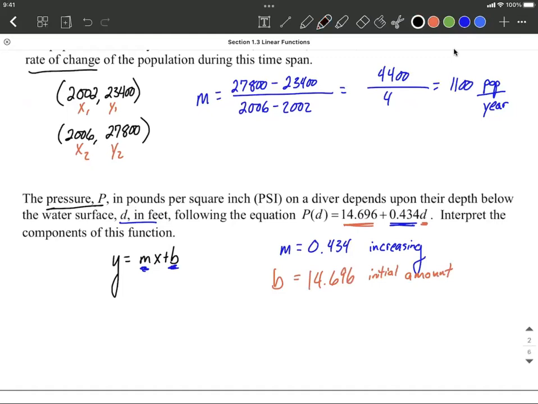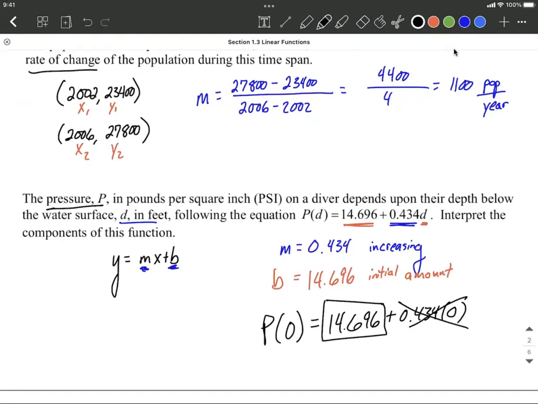Another way to think about this is if you said our depth is 0 feet under the water, you get 14.696 plus 0.434 multiplied by 0. This part goes away because it's multiplied by 0. So what we're going to be left with, if we're 0 feet below the water, is that initial amount. All right, I hope this helps out as we're trying to understand slope. Get that formula down. It's important.